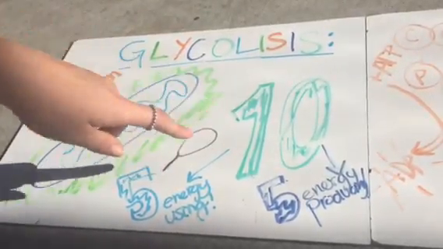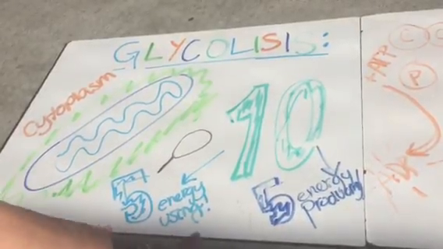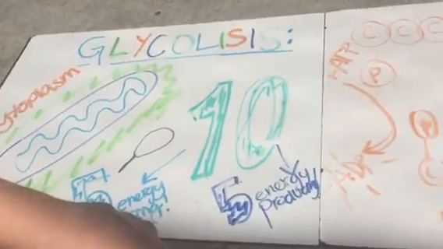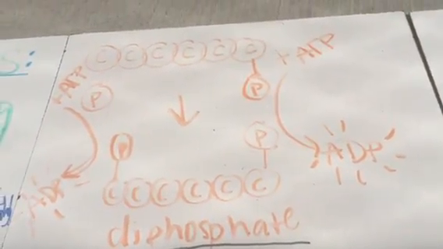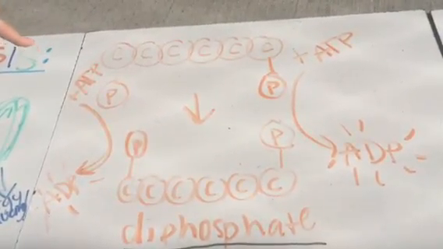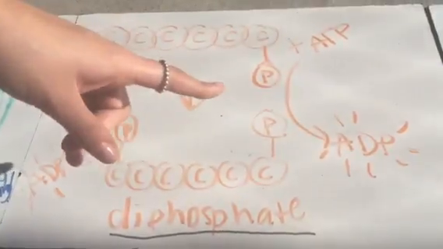Glycolysis is a 10-step process, and it can be divided into two simpler ones, 5 of which are energy using and 5 of which are energy producing. Now, you start with a 6-carbon glucose, and you add 2 phosphates and 2 ATP that turn into a 6-carbon diphosphate molecule and 2 ADP.